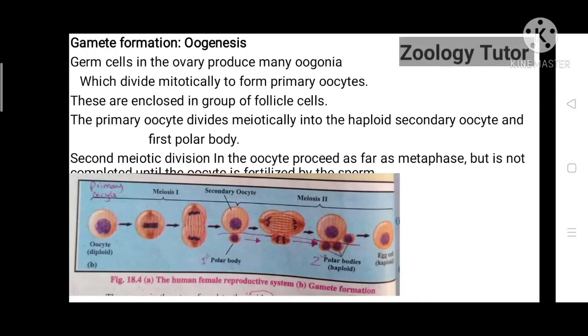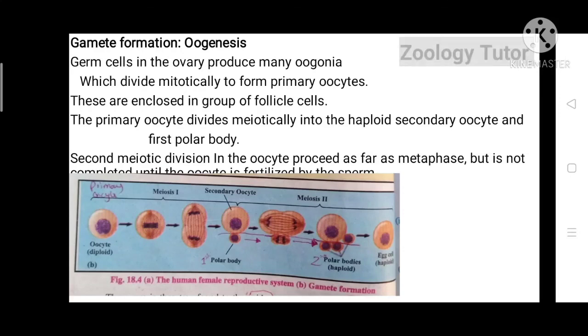Now, gamete formation: the germ cells in the ovary will produce many oogonia, which divide mitotically to form primary oocytes. Then they are enclosed in a group of follicle cells. The primary oocyte divides meiotically into the haploid secondary oocyte and first polar body. So this is the first polar body and the secondary oocyte. Then the second meiotic division of the oocyte proceeds as far as the metaphase, but it is not completed until the oocyte is fertilized by the sperm. So here it will stop at the metaphase unless fertilization occurs.